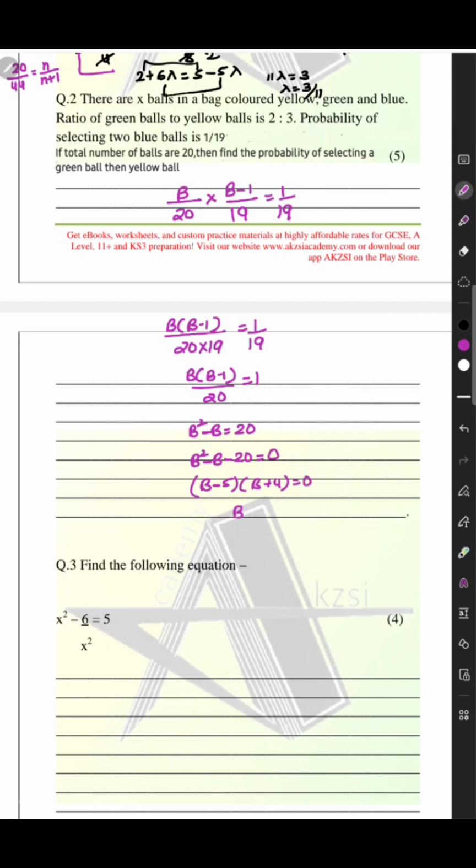So I'll get the number of blue balls is 5, because the second one will give me minus 4, and minus cannot be the number of balls. So b equals 5.